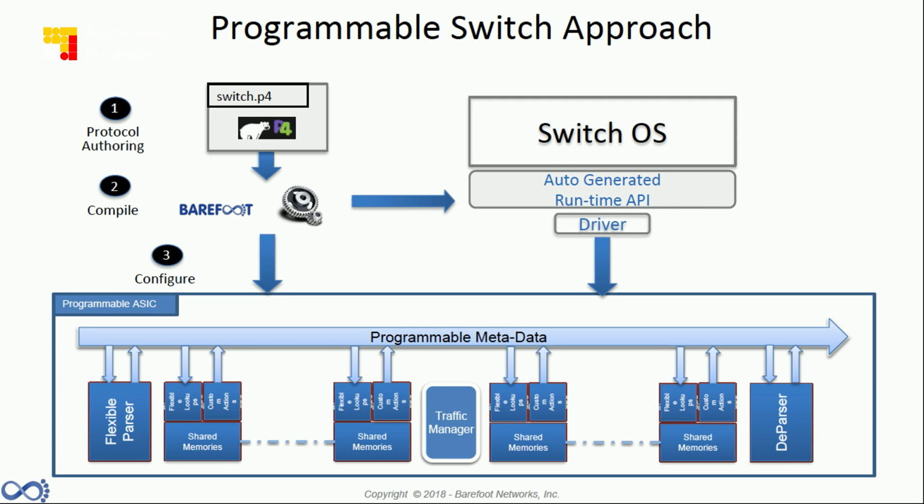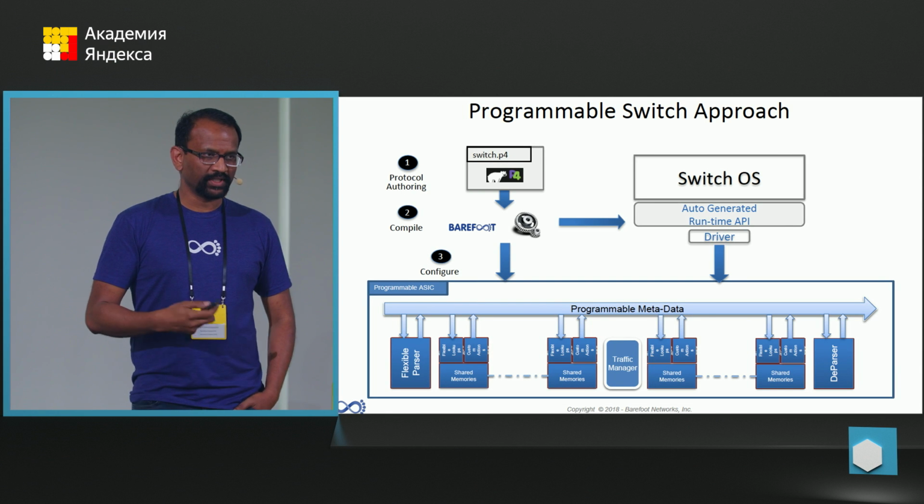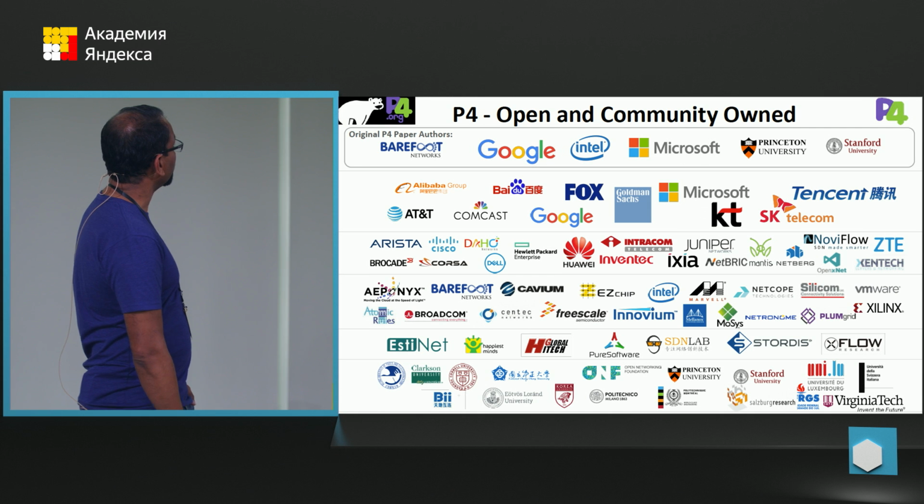Now this truly puts the network owner in the driving seat, because they are the ones who describe what the chip should do, and they automatically get the APIs they need to control that pipeline, and you go build the network that you want.